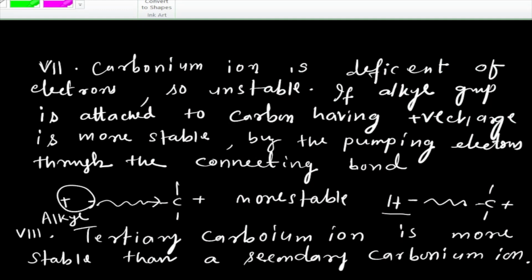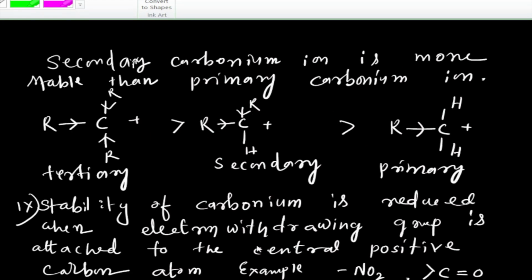Tertiary carbonium ion is more stable than a secondary one. Why? Because in a tertiary carbonium ion 3 alkyl groups are there, in a secondary carbonium ion 2 alkyl groups are there. The alkyl groups donate electrons to complete the octet and form the 4th covalent bond. Similarly, secondary carbonium ion is more stable than primary carbonium ion. Why? Because the secondary carbonium ion contains 2 alkyl groups.